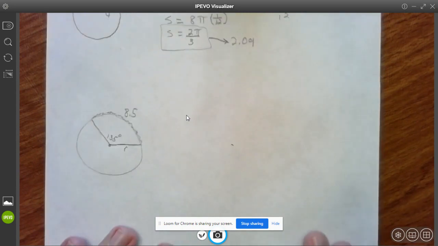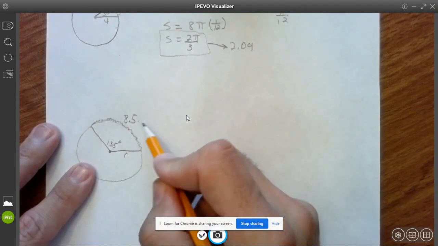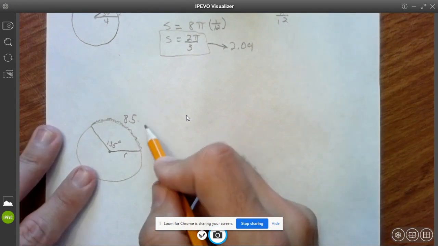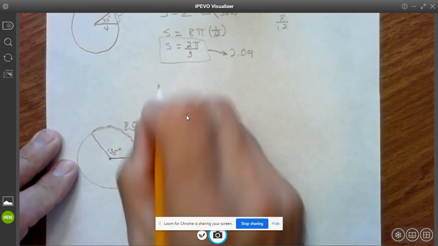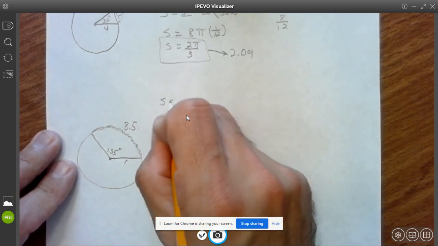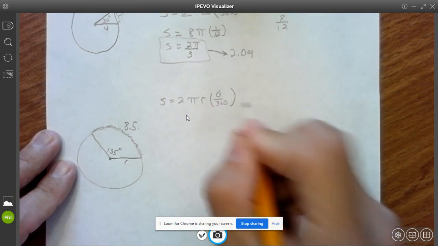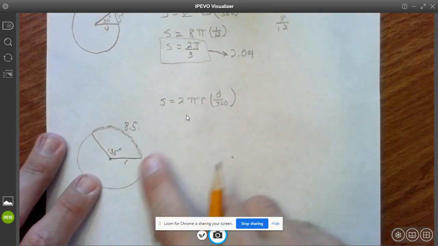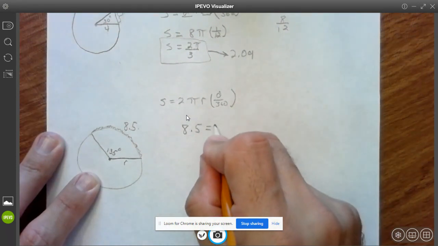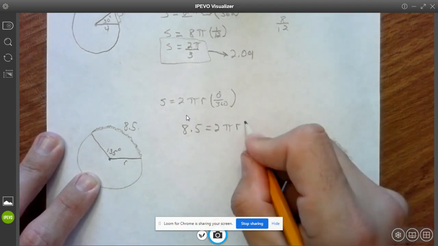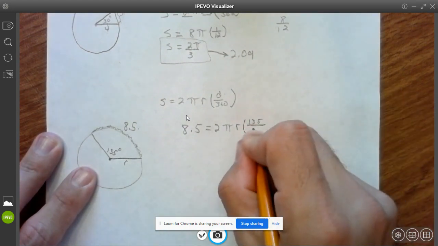For this one, we know the arc length is 8.5. I want to emphasize here it's not pi. They're not giving us them in terms of pi. The central angle is 135, and we are solving for the radius. Let me copy down that formula again. It was S equals 2 pi r, and then theta over 360. We'll just substitute in what we know. The S, our arc length, is 8.5, equal to 2 pi r times 135 over 360.